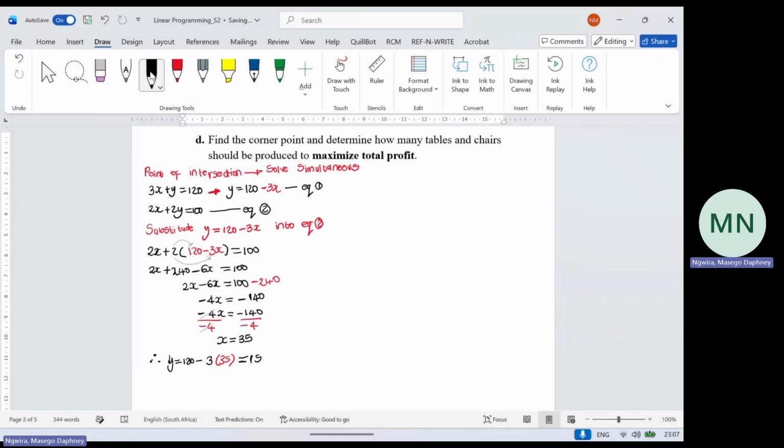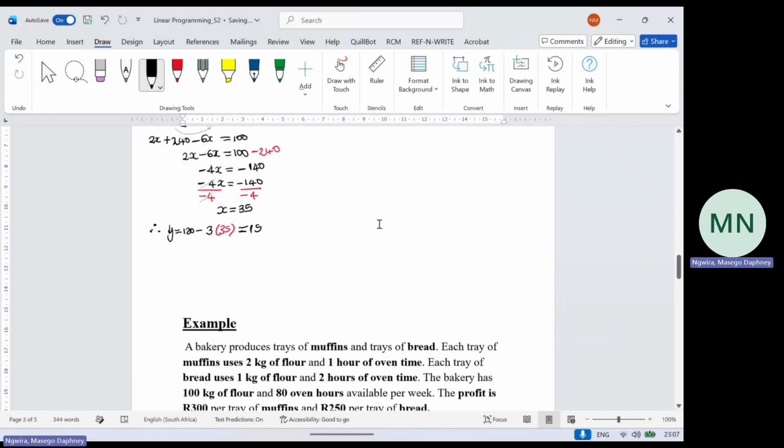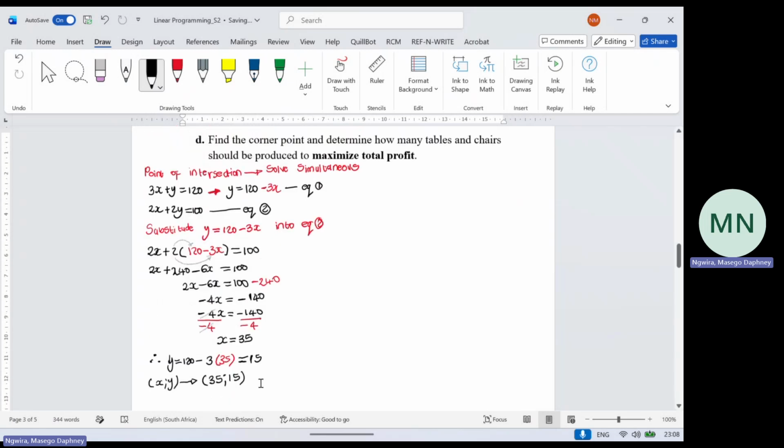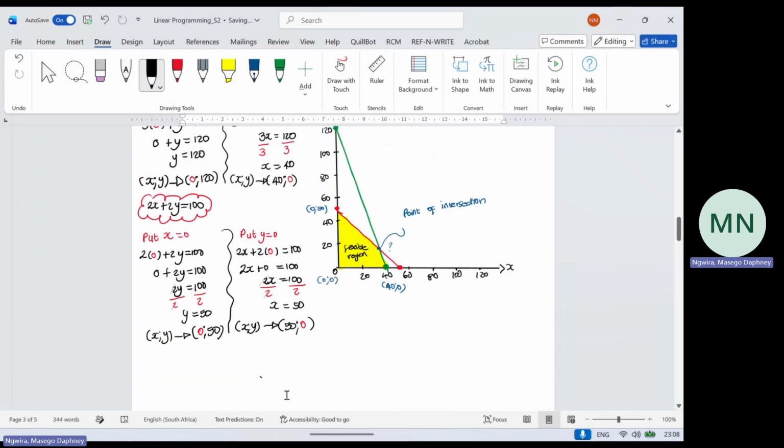So what does it mean? This means that my point x and y, for this point of intersection, will be when my x is 35 and then my y will be 15. So now we found our last point, which is 35 and 15. All right. So these are the 4 points that we need. The feasible points, the corner points, sorry.